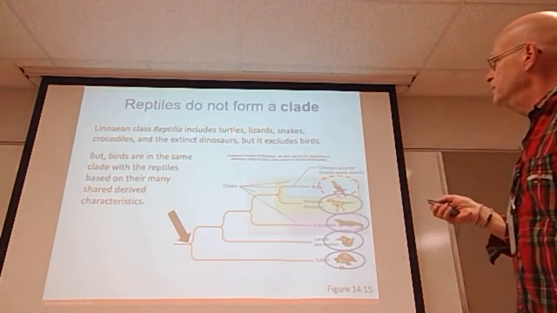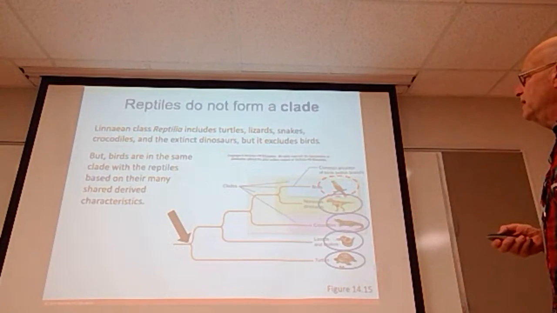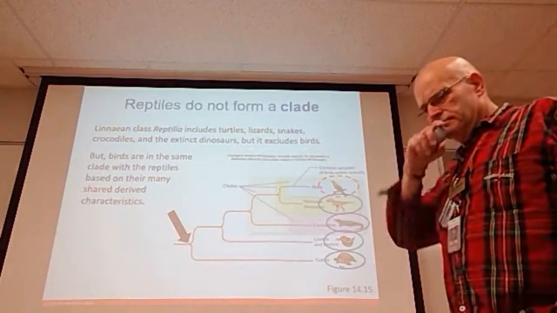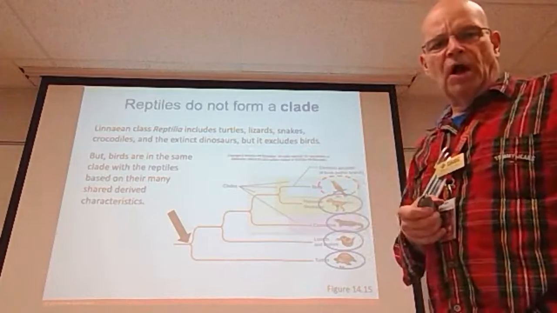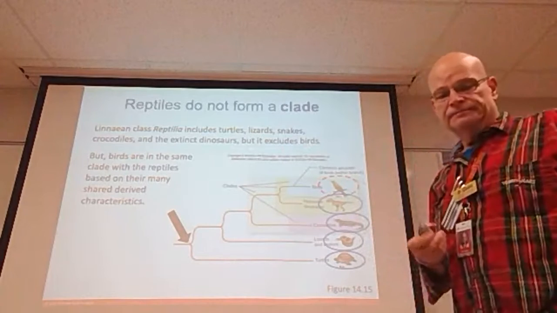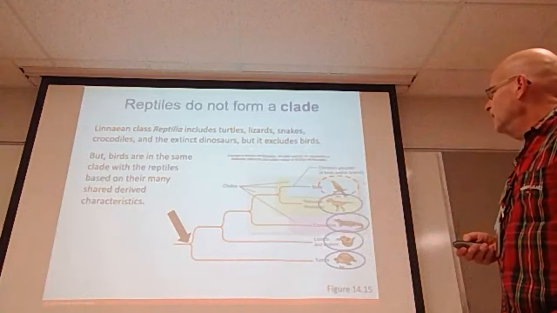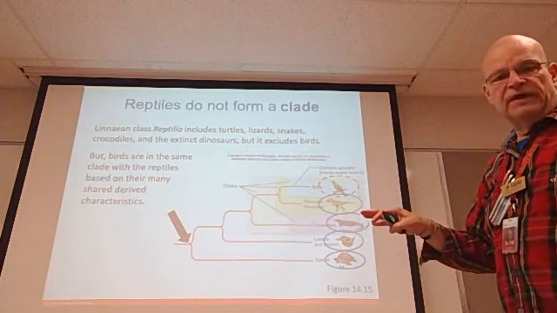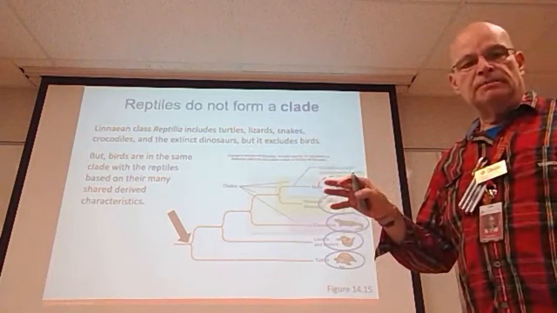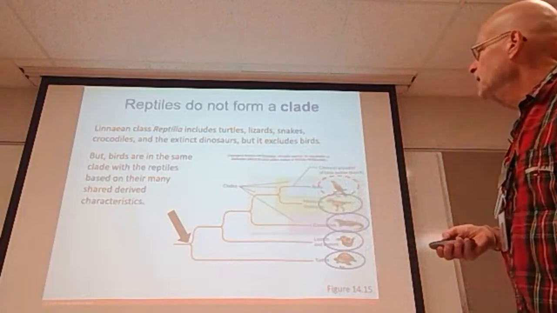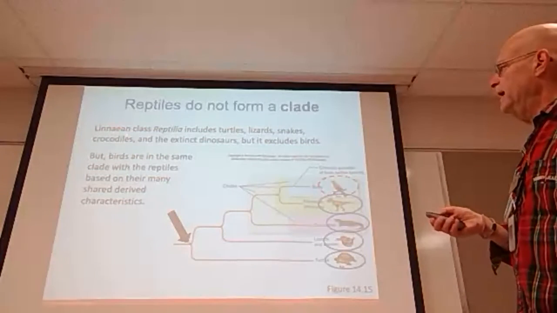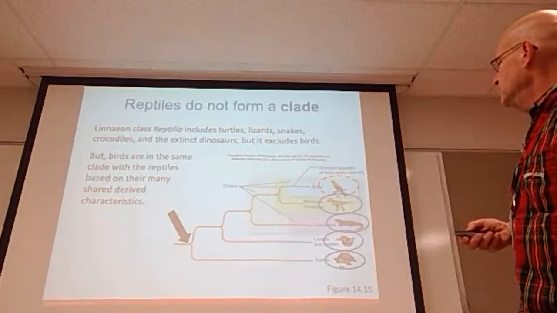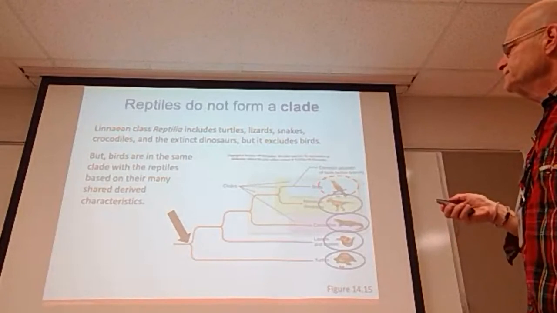Linnaean class Reptilia included the turtles, the lizards, the snakes, and the crocodiles, but it excluded the birds. Birds were originally in a group called the avians, or Aves. Most authorities are now doing away with the Aves group and simply placing the birds in the reptile group. But again, the original Linnaean concept did not include the birds with the other reptiles.